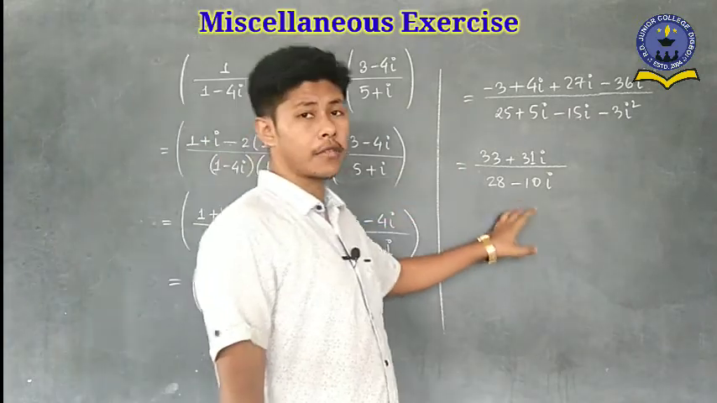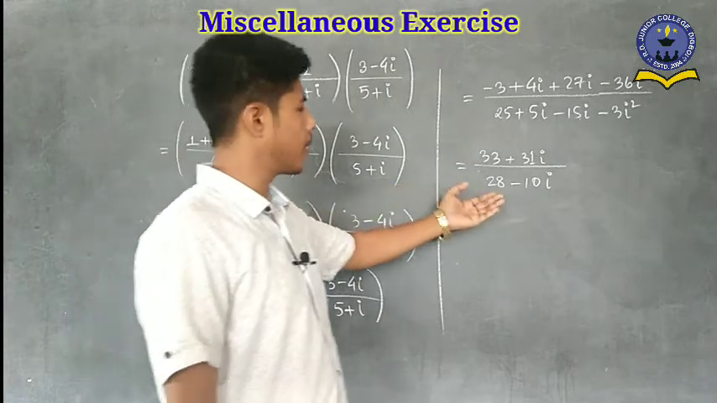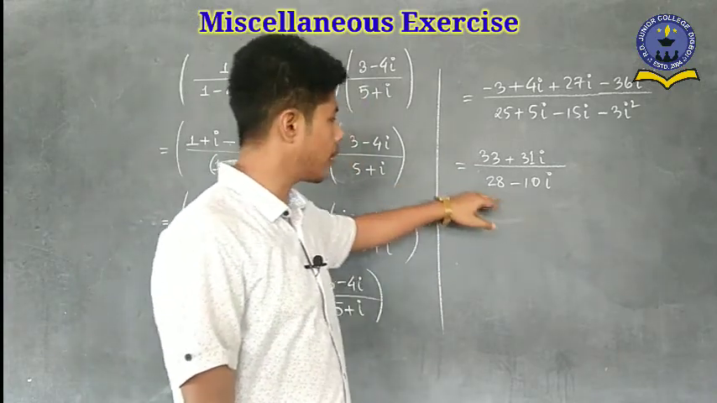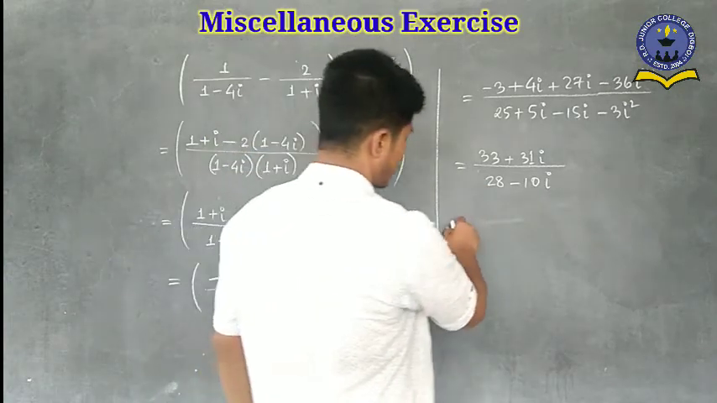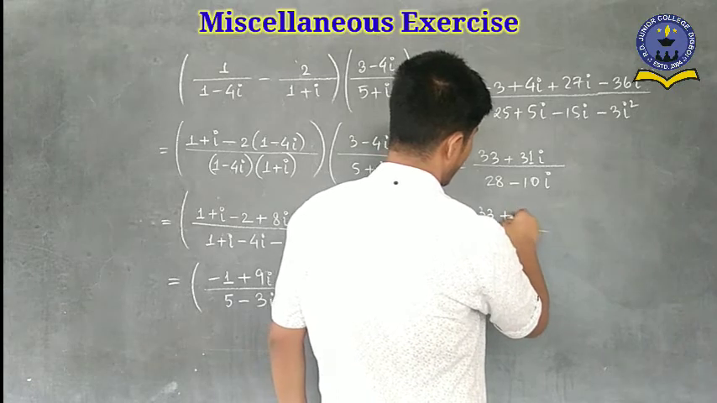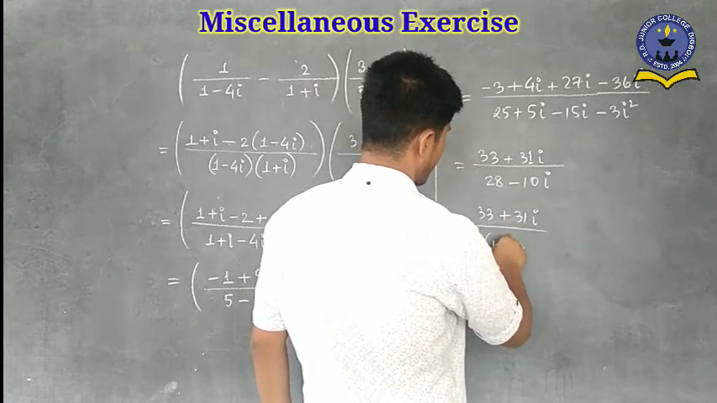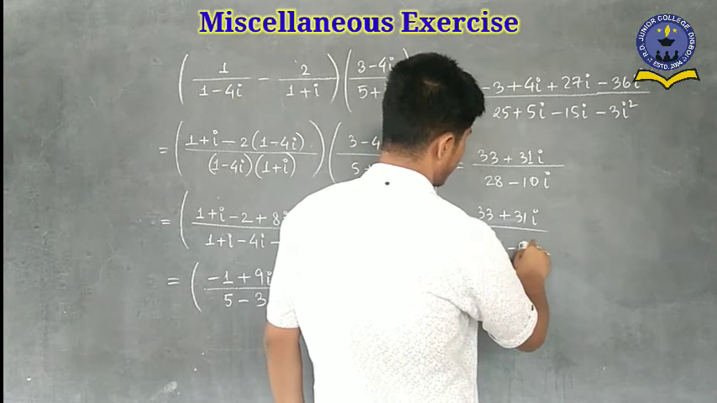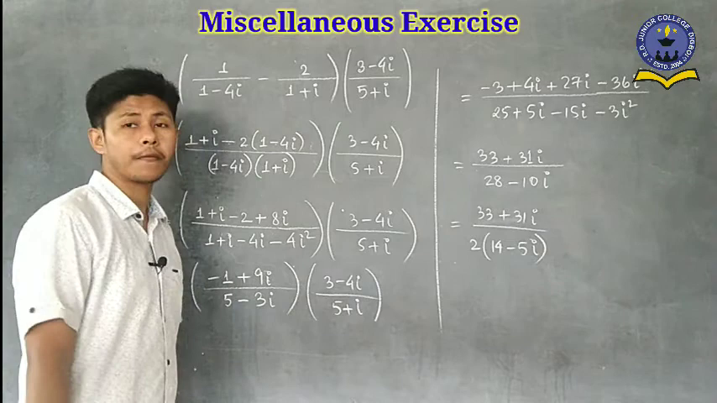So now if you see here, from the denominator, you can keep this one in this way, or if you want, you can take 2 common from the denominator part. So if you take 2 common, what will remain here? 33 plus 31i. And if you take 2 common, then this one remains here, 14 minus 5i. Is it clear? Okay, now after that what you have to do?